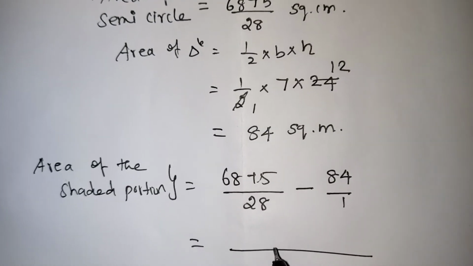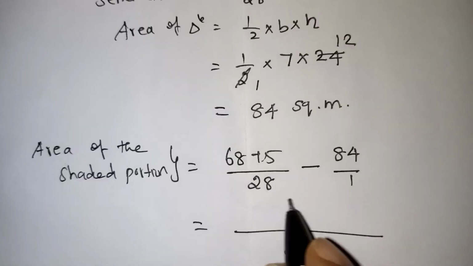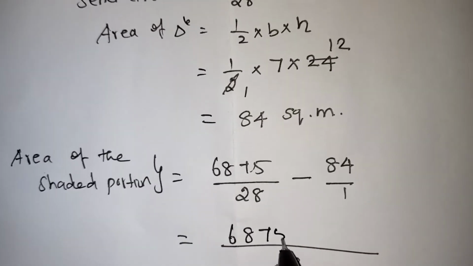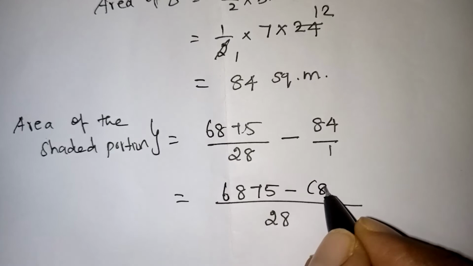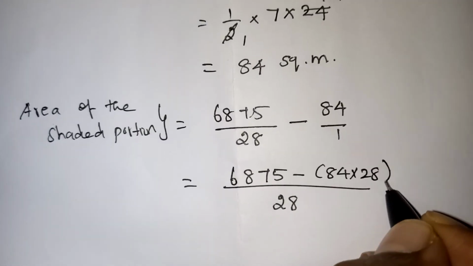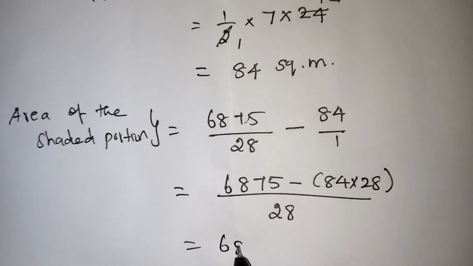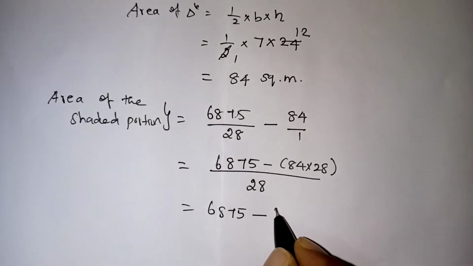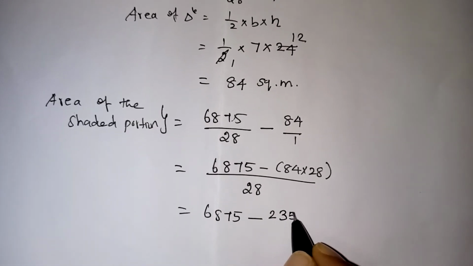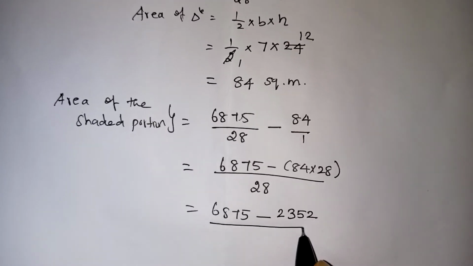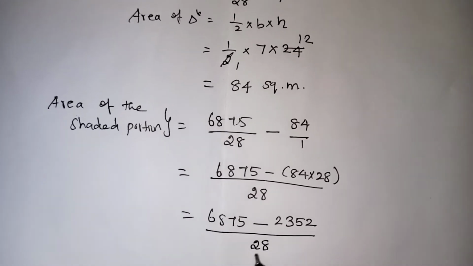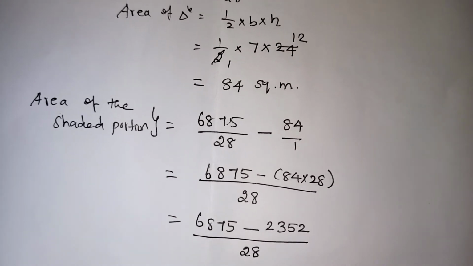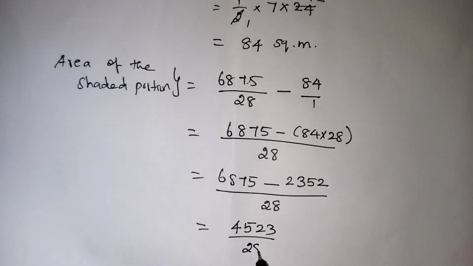Now we have to take the LCM. So for 28 into 1, 28 will be the LCM. This number will come as it is. Minus, this is 84 multiplied by 28 we are getting. Now this is 6875 minus. So after multiplication you will be getting 2352 as the answer for 84 and 28, divided by 28 now. So here the subtraction value we are getting is 4523 divided by 28. This is square unit.